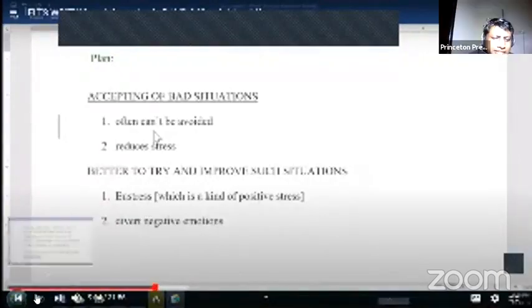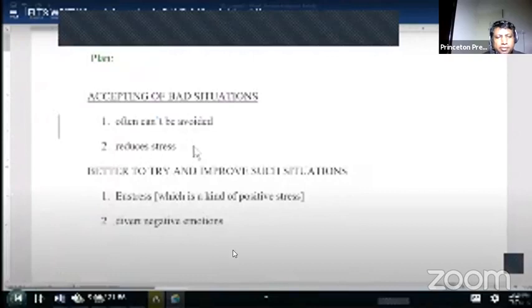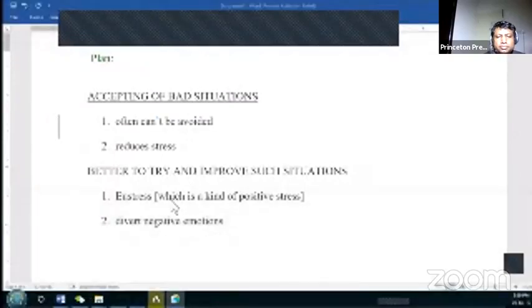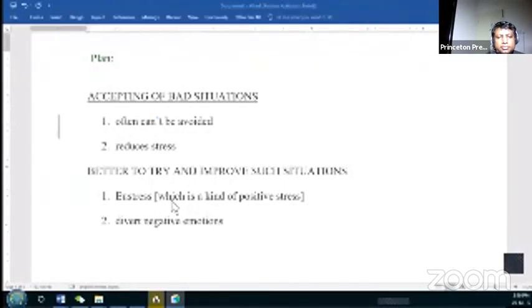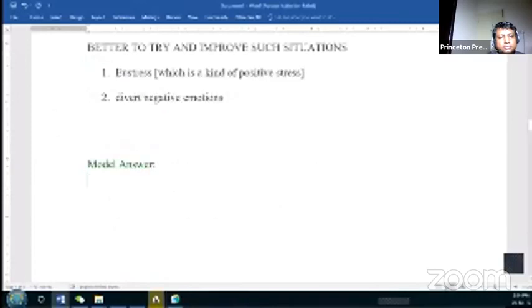Typically we use negative stress. This is a positive stress. So we're going to talk about the positive bodily stressful reactions that occur when we try and improve situations. And another point is that by trying to improve such situations, we can divert some of our negative emotions. These points might be difficult to see now, but once you see them in context, in my model answer, they're going to make more sense to you. All right, so let's see our model answer.